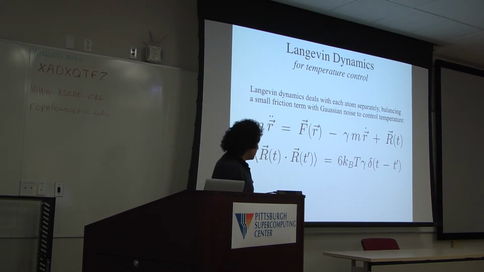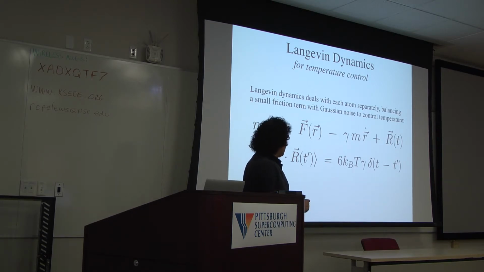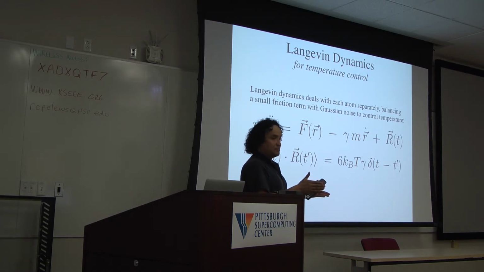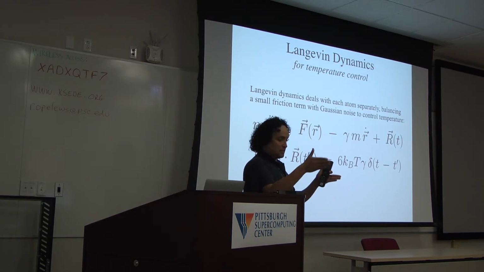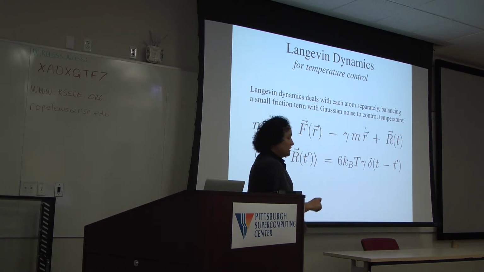Also, there's an important detail here. This gamma is going to tell you over what period of time the temperature is being controlled. So say you set gamma to 1/5 picoseconds. That means that over a 5 picosecond period, your simulation on average is at a given temperature T, right?